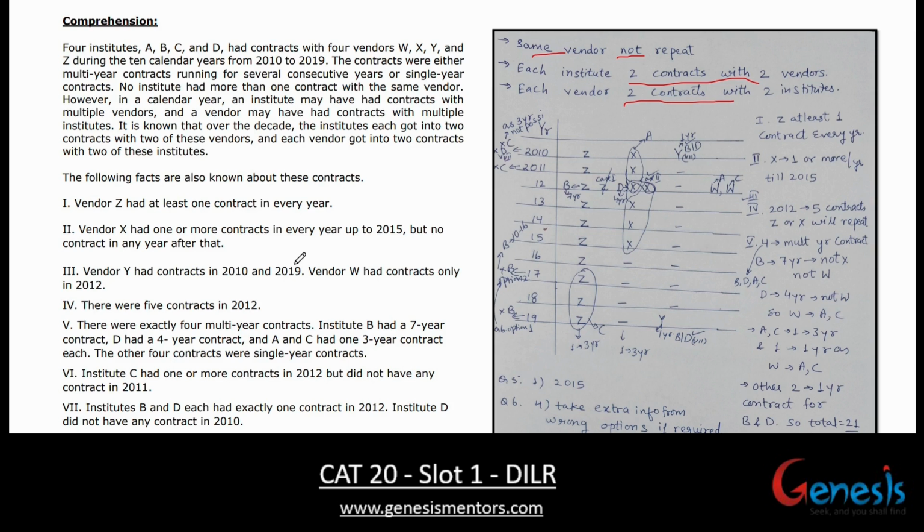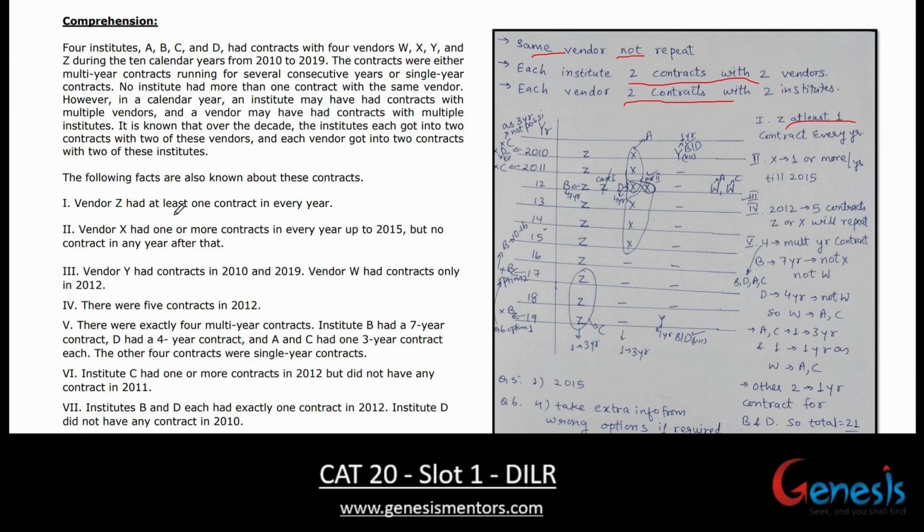Now how to represent, for that we will see a few conditions and then it will be clear. Vendor Z had at least one contract in every year, so in those 10 years, vendor Z has at least one contract. That is the first condition. Second condition, vendor X had one or more contracts in every year up to 2015 but no contract in any year after that.